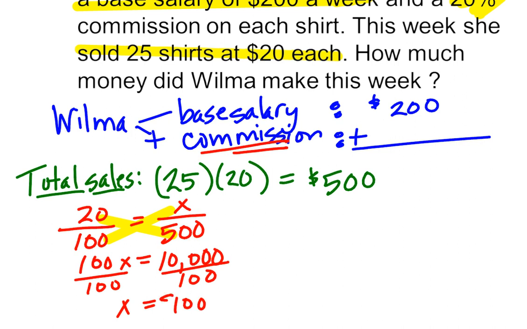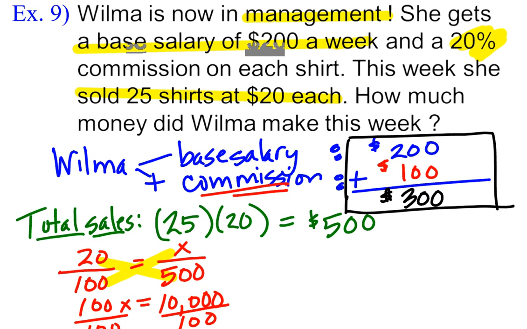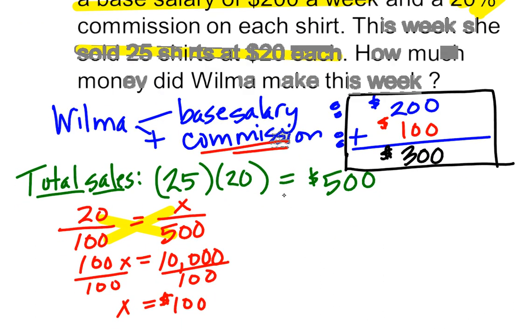So this is $100. Her commission, she sold $500 in shirts. Guess what? $100 of that is hers. So we're going to put this $100 up here. So how much did Wilma make this week? Well, she makes a total of both of these things. So her total happens to be $300. So we want to make sure that we're reading the problem carefully and we're solving it correctly and setting up and showing our work.